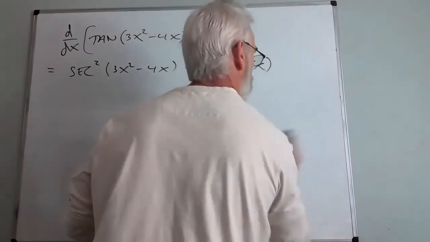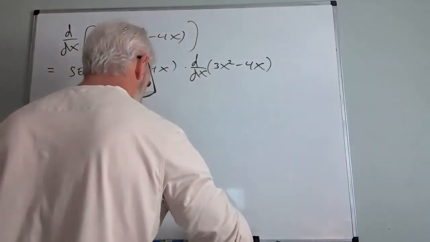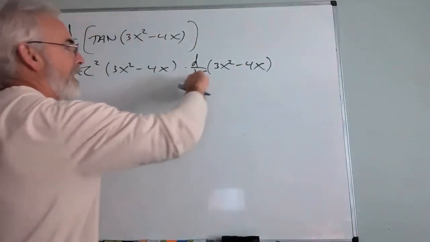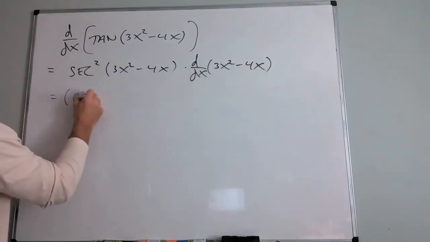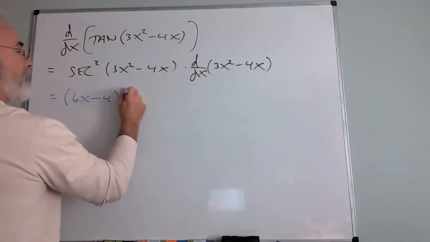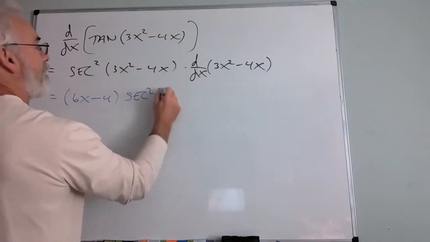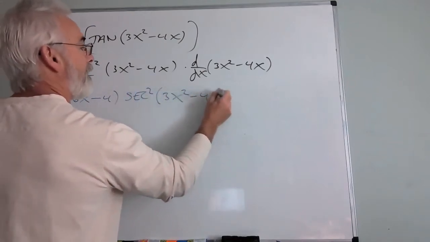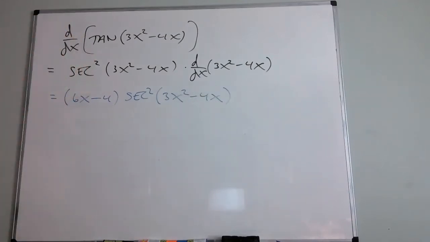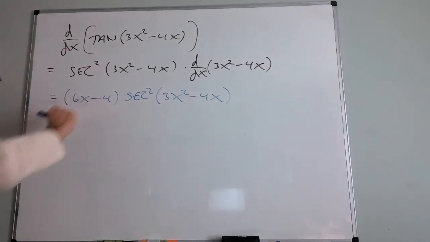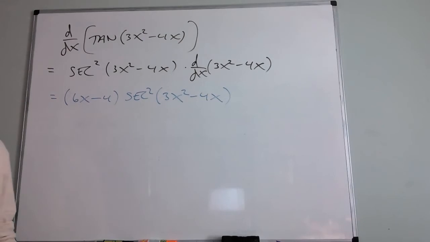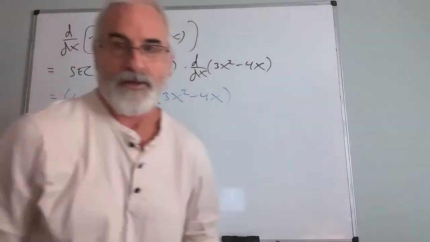Now, that's a polynomial, so I will put that first. So that would be 6x minus 4 times the secant squared of 3x squared minus 4x. Now, that's the best answer I can give. So you're looking at that and you're saying, well, I can factor this. You can factor a 2 out. That's not factoring, believe it or not.